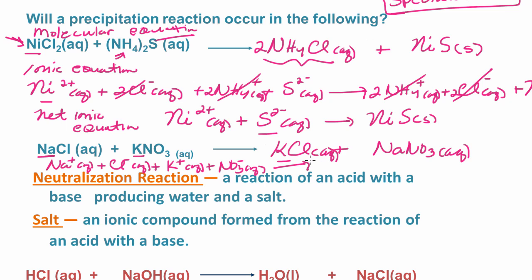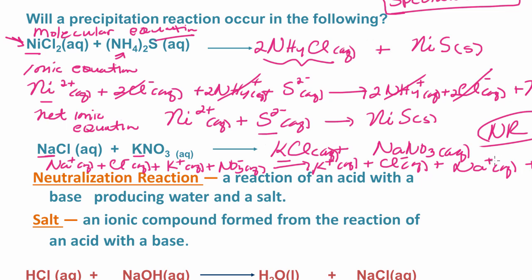And then on this side, I've got potassium chloride, which is, again, soluble, chloride ions, plus sodium nitrate, which is soluble, plus nitrate ions. Look what happens here. These all cancel out. That means there is no reaction. Everything cancels. No solid is formed. So that's an example where we have no precipitation reaction.